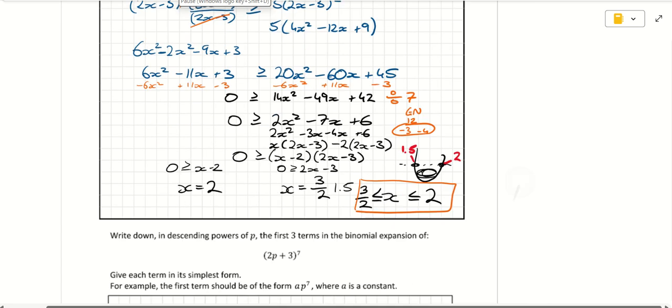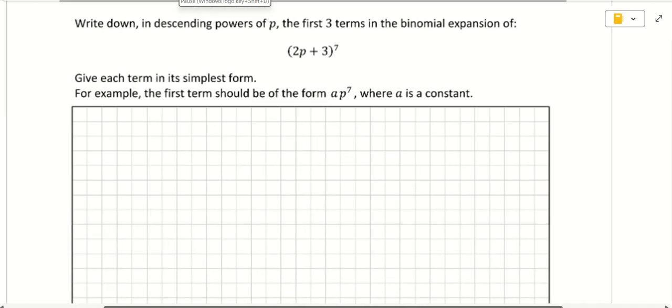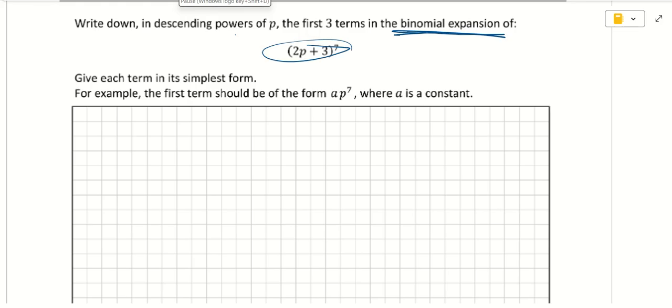Okay, so a bit of an awkward thing, nearly not even enough space there for it, but that's the method you use for that. And finally on this question, this is quite a long question, I maybe put too much in it. Okay, so write down descending powers of p, the first 3 terms in the binomial expansion of this thing here in its simplest form. Okay, so you could start doing Pascal's triangle like this, but you'd have to go down to number 7, and that's just kind of too much effort.